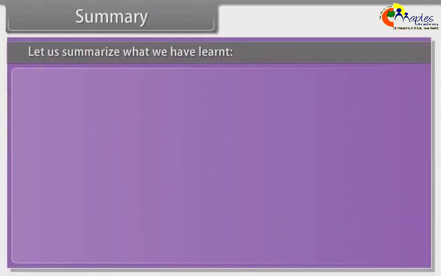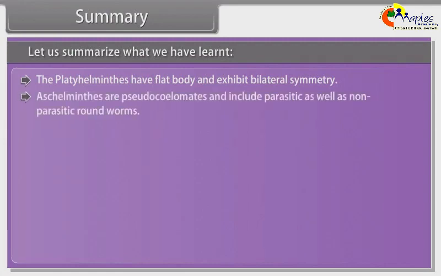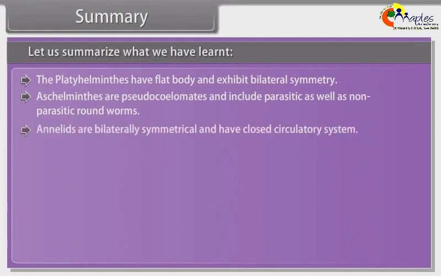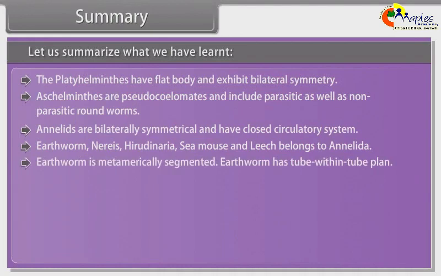Summary. Let us summarize what we have learned. The Platyhelminthes have a flat body and exhibit bilateral symmetry. Aschelminths are pseudocoelomates and include parasitic as well as non-parasitic roundworms. Annelids are bilaterally symmetrical and have a closed circulatory system. Earthworms, Nereis, Hirudinaria, sea mouse and leech belong to Annelida. Earthworm is metamerically segmented. Earthworm has a tube-within-tube plan.